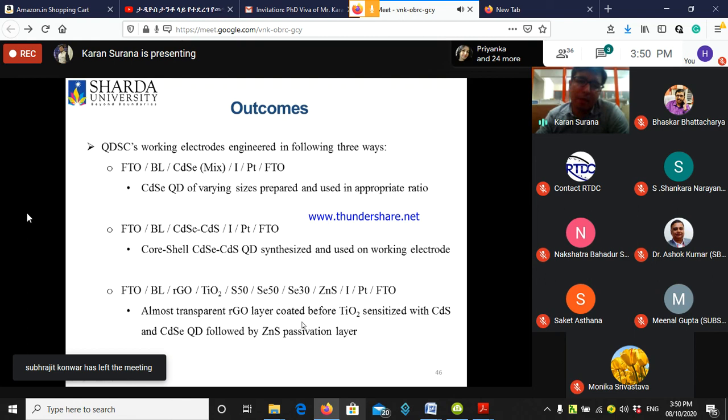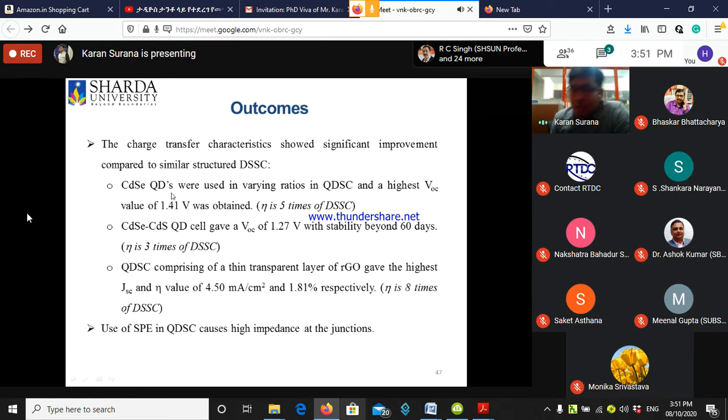The solar cell parameters and the characteristics improved significantly. It improved the charge transfer characteristics compared to the similar DSSC. So in the first set, 1.45 volt was obtained with an efficiency 5 times that of DSSC. With CdS quantum dots, VOC of 1.27 volt was obtained, and stability beyond 60 days was observed, and the efficiency obtained was 3 times that of DSSC. And in the third one, the efficiency obtained was 8 times that of the standard DSSC with a current value of 4.50 milliamperes per centimeter square and an efficiency of 1.81%.